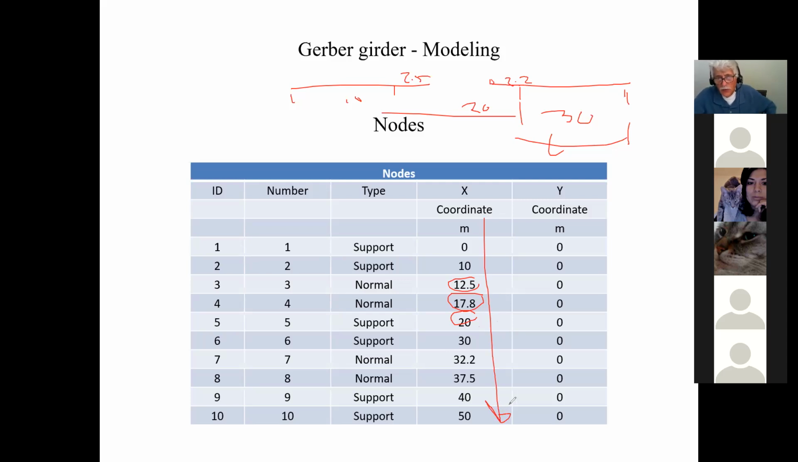And of course, once you place your nodes, 1 and 2 become supports. This node becomes a support, that node becomes a support, and so on. So 1 and 2 are supports. These are normal nodes. In other words, they're not supports. Then 5 and 6 become supports. And then these become normal. And then 9 and 10 become supports. So these are all the types. So therefore, now you've got your nodes, you've got where they're placed, and you're telling the program which are supports and which are just normal nodes.